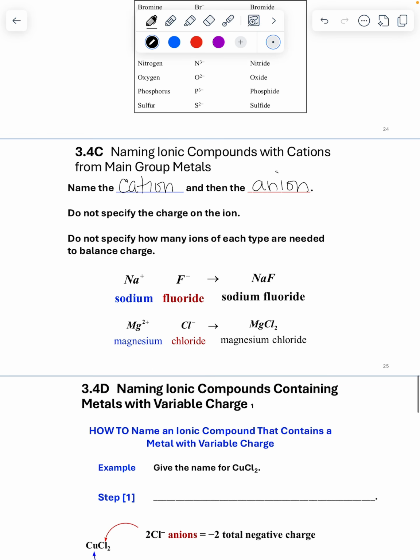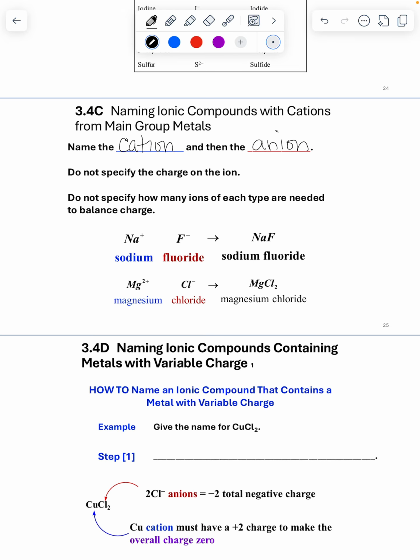So the name itself does not specify the charge of the ion. And you do not specify how many ions of each type are needed to balance the charge. You're only given the names. And so we see here we have a sodium ion, we have the fluoride ion, and when we put them together, this is the formula, and this is the name, sodium fluoride.